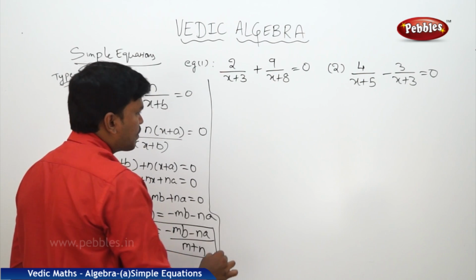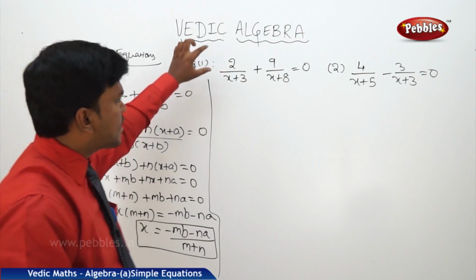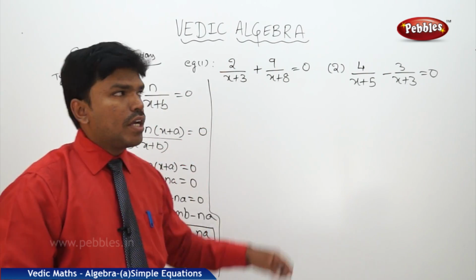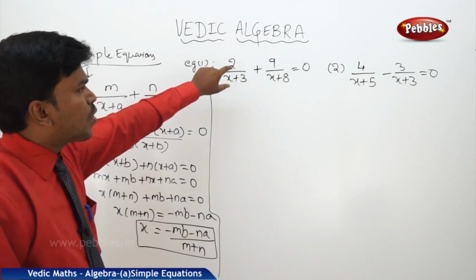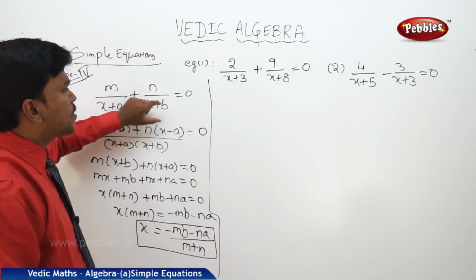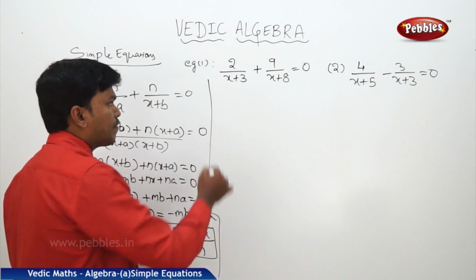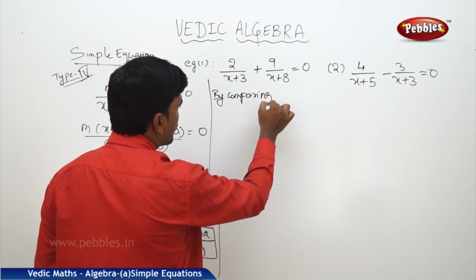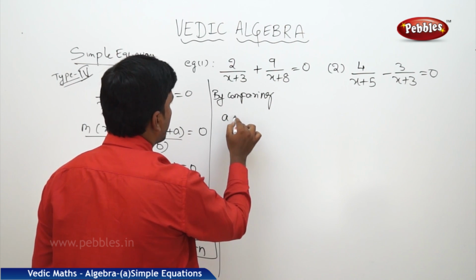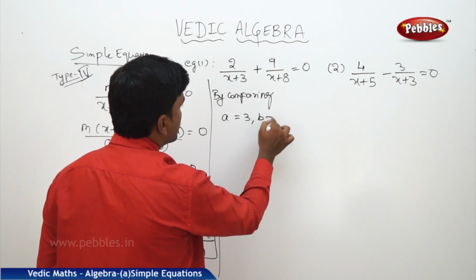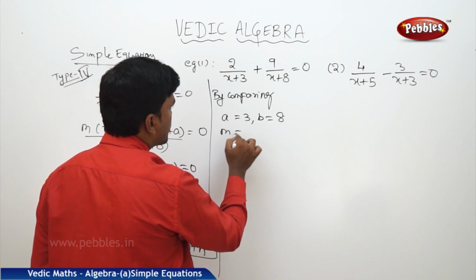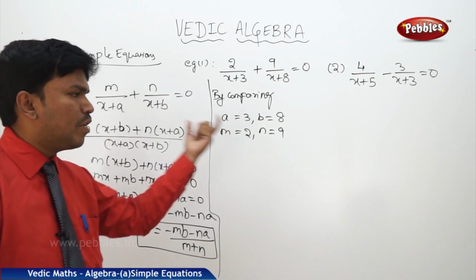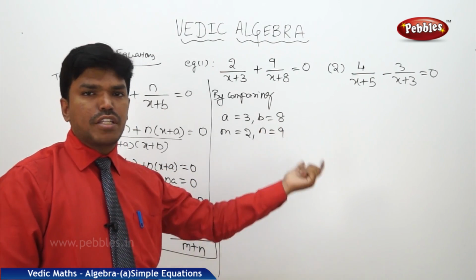Some examples of this kind. If you observe example 1, 2 by x plus 3 plus 9 by x plus 8 equal to 0, this equation is of the form m by x plus a plus n by x plus b equal to 0. What is the first step? By comparing, what is the value of a? Value of a is 3, value of b is 8, and value of m is 2, and value of n is 9. So now you know the values of the coefficient terms as well as the independent terms.